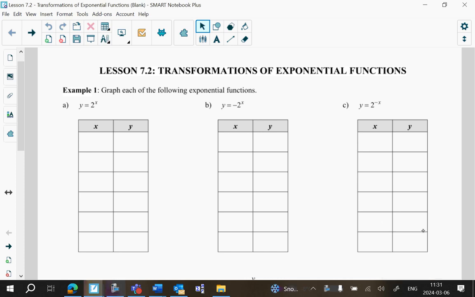So all we're going to do here is take some of the basic ones we did in lesson 7.1, okay? And we're going to transform them, knowing our rules. Should be on the far right.